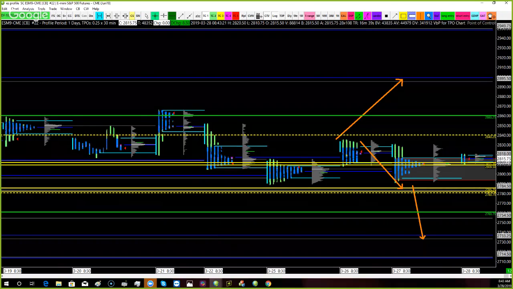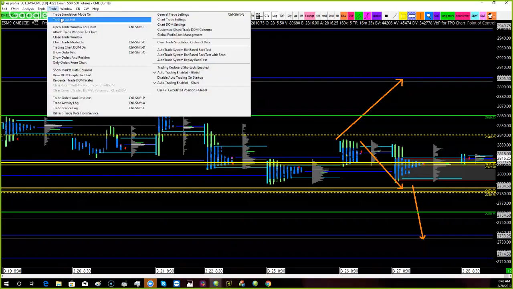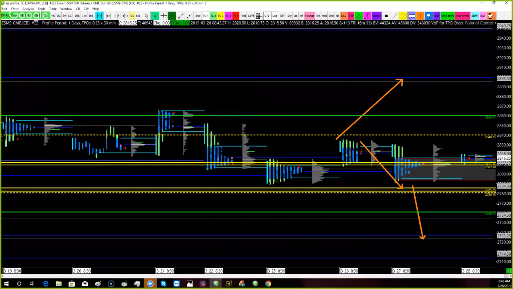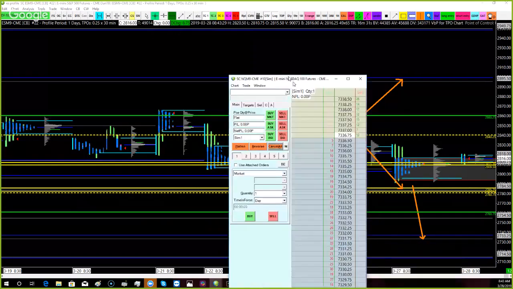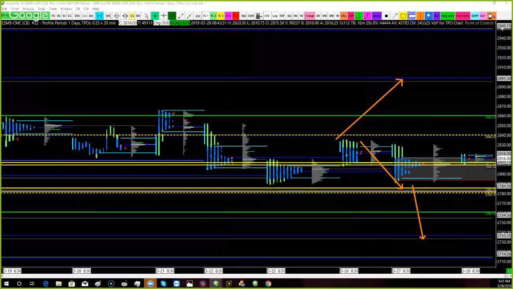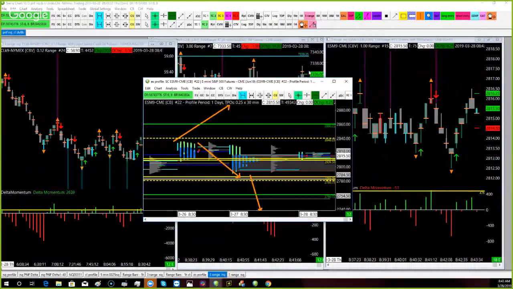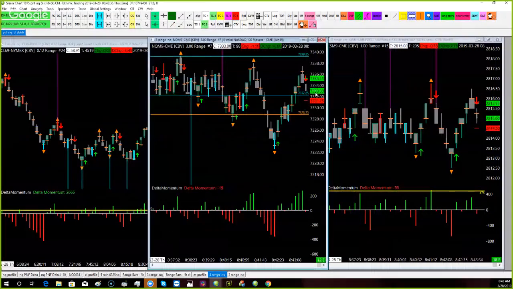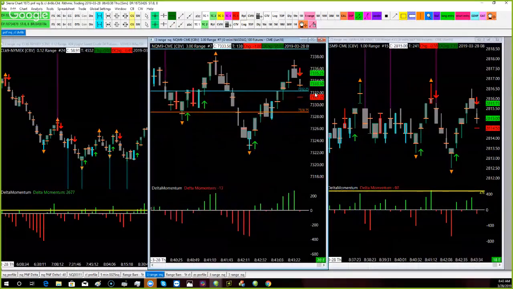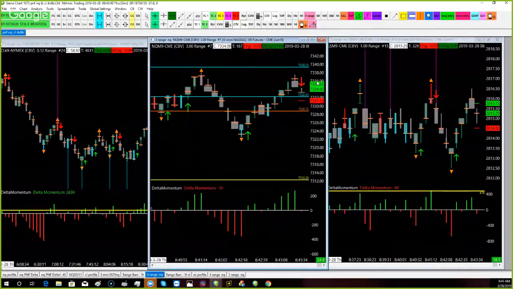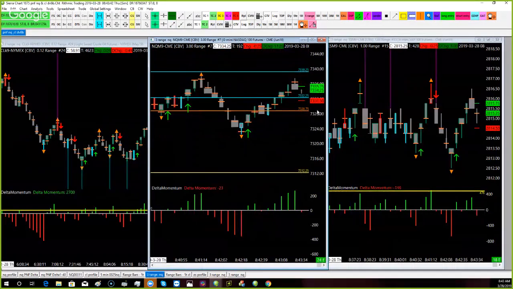So let me slip this into sim for a second. Trade simulation mode on. So let's say I am trading NQ, right? Let's switch gears for a second. Let's say I'm trading NQ, and although it's not setting up, let's say we're in this resistance zone, and I think it's short, right?